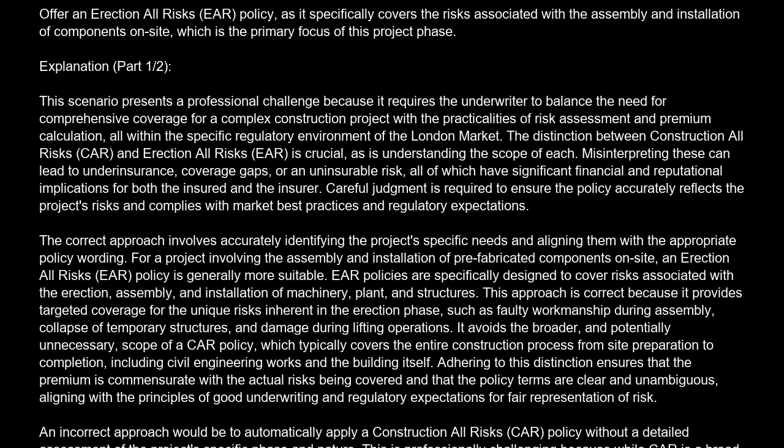Adhering to this distinction ensures that the premium is commensurate with the actual risks being covered, and that the policy terms are clear and unambiguous, aligning with the principles of good underwriting and regulatory expectations for fair representation of risk.